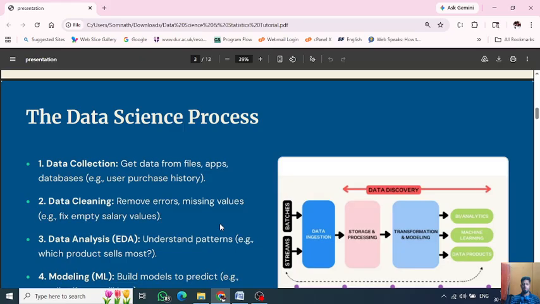Now next is data cleaning. As we are collecting data from different sources, there is a high chance the data is not in the correct format. Some junk data may be present in the files, and some unwanted characters. So we need to remove all those things to make the data clean so that we can easily analyze the data.